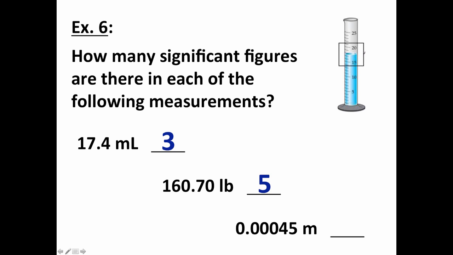And then how about this one? How many significant figures here? And hopefully you will say 2. Note that zeros before the first non-zero number are not significant, they're only placeholders. So these are not results of measurements, but this one is and that one is. So that's a 2 sig fig number.